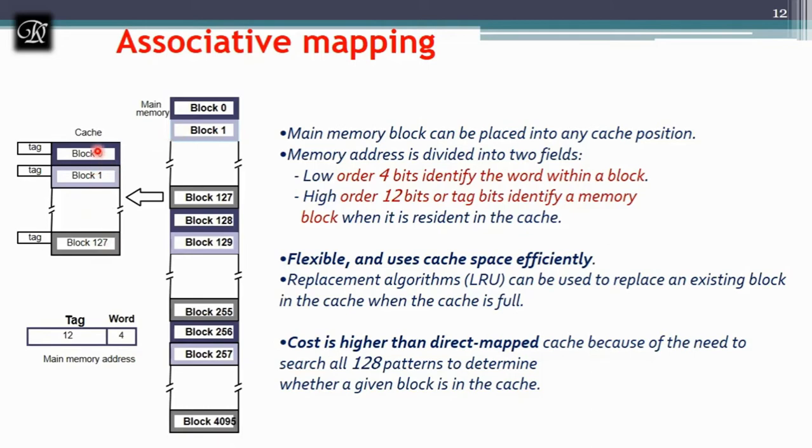What happens if all the blocks are utilized? Then it applies a replacement algorithm, which I told about in the previous video. The replacement algorithm which is going to be discussed here is LRU, least recently used. The block which is not used very frequently will be removed in the associative mapping. We'll see this with an example in the next slide.